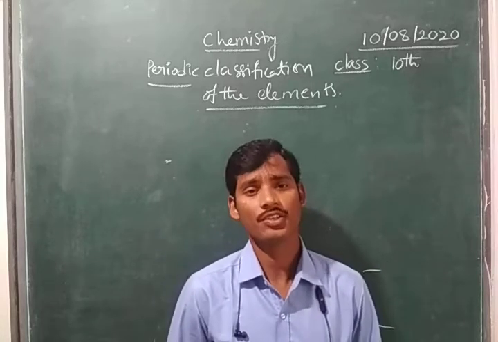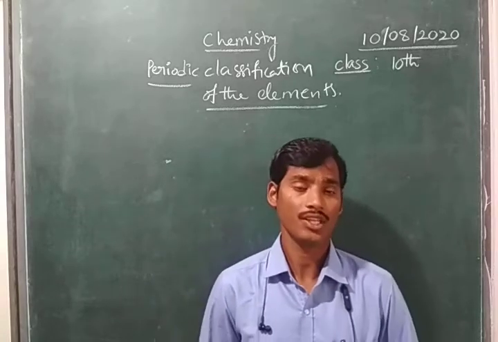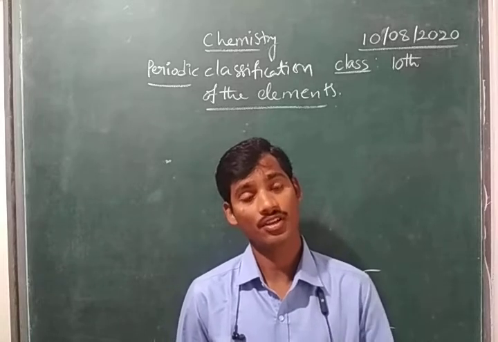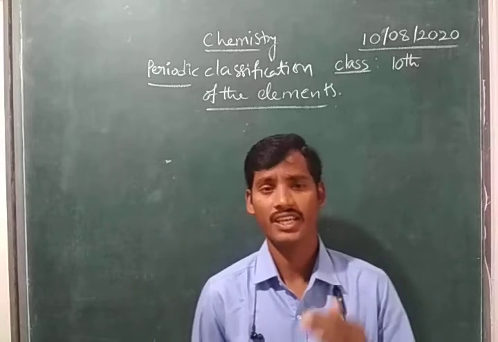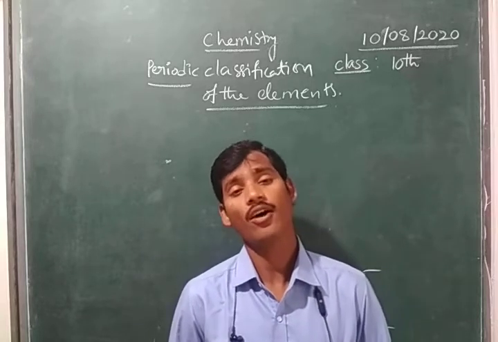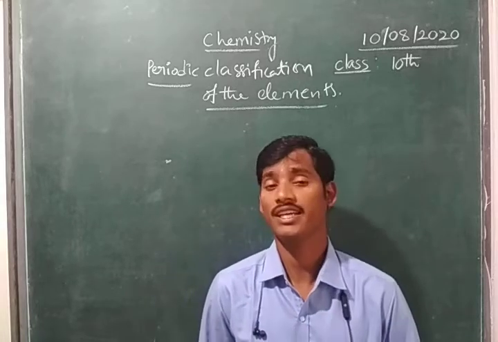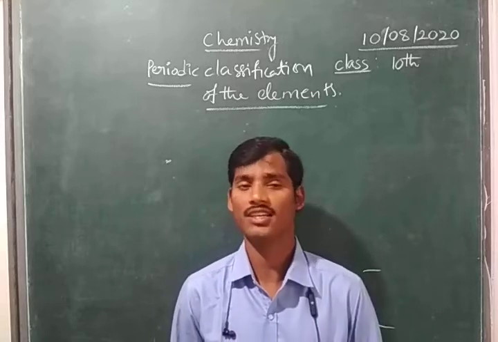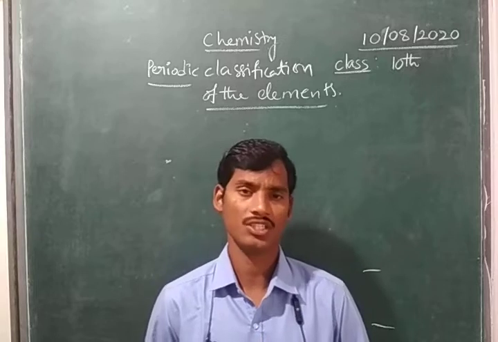In the modern periodic table we have to observe the groups. How many groups, children? There are 18 groups and 7 periods. In the 18 groups we have the A groups, that means first A, second A, third A, fourth A, fifth A, sixth A, seventh A, eighth A group elements. These are the main groups we have to consider here.